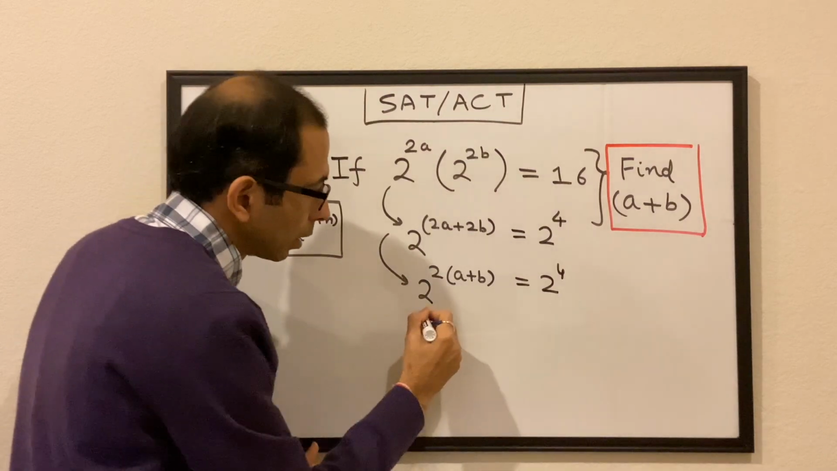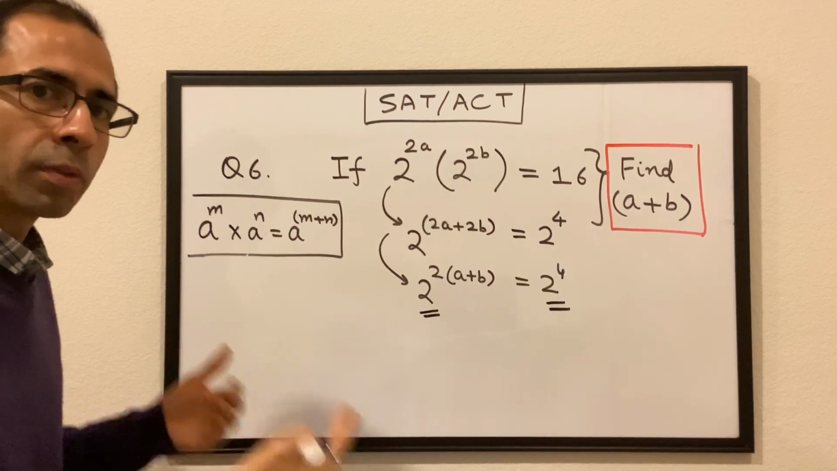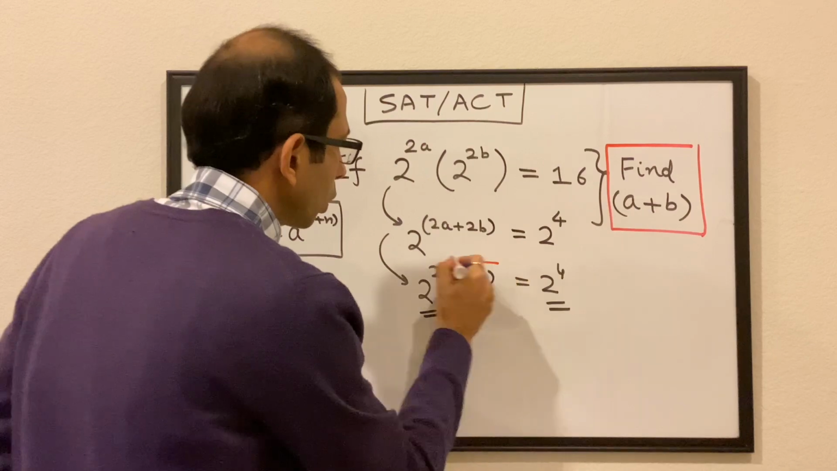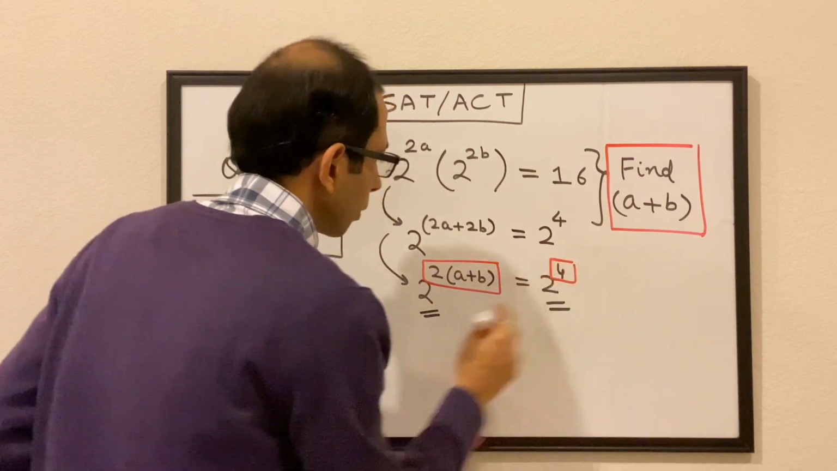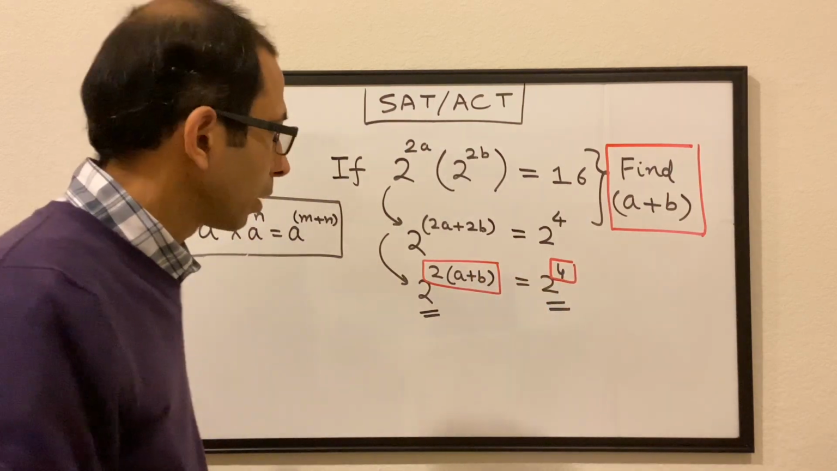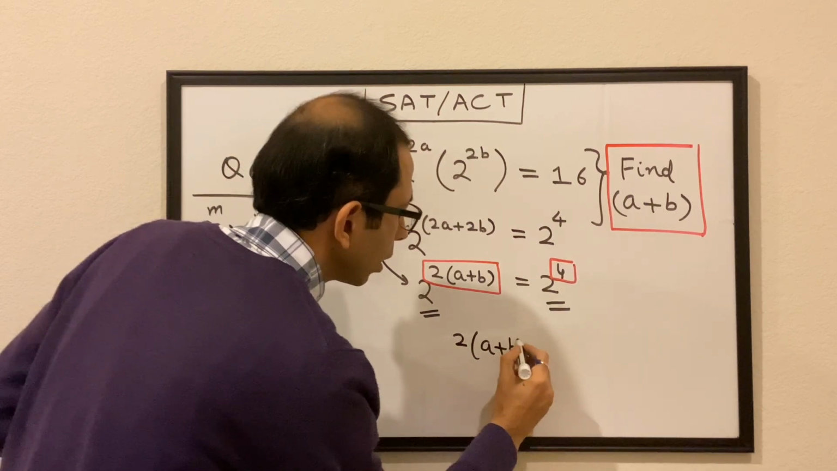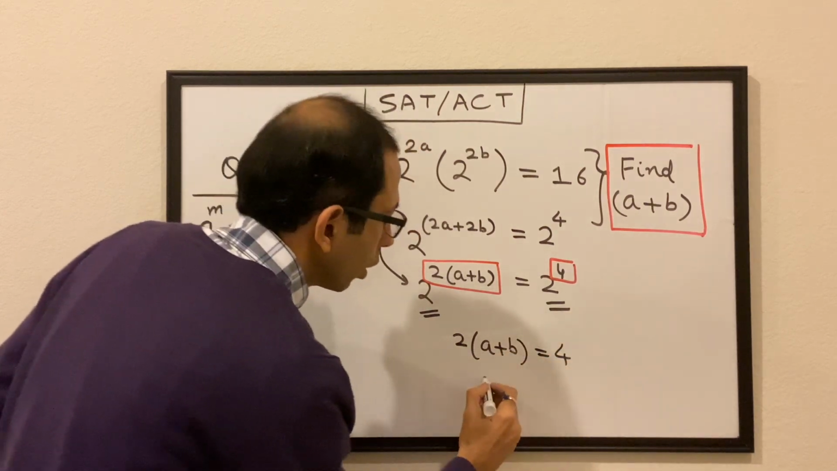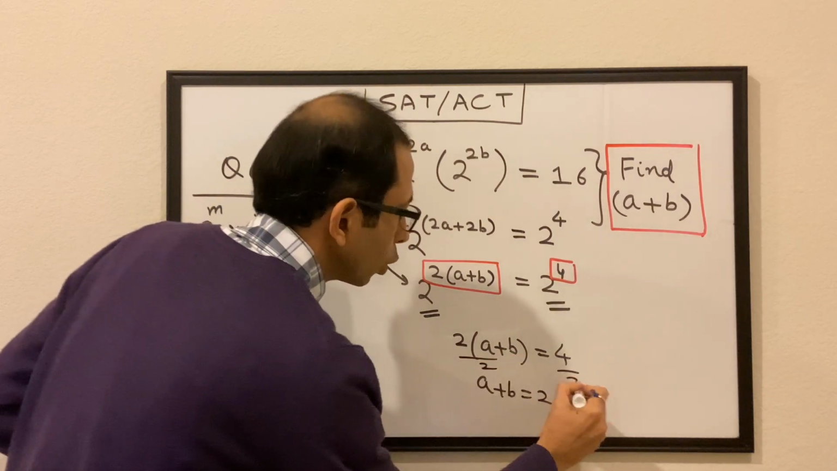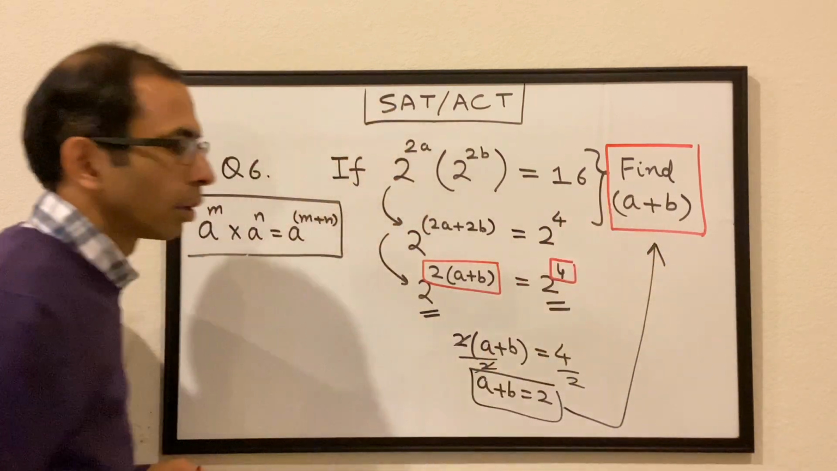So basically the base here is 2 and the base here also is 2. If the two sides are equal with the same base, it means that their exponents would also have to be the same, right? Because the bases are the same, the exponents also have to be the same, only then the two sides can be equal. So what it gives us is that 2 times a plus b is equal to 4, or a plus b is equal to 2, because you divide by 2 on both sides, and you get a plus b equal to 2, which is what they were asking for.